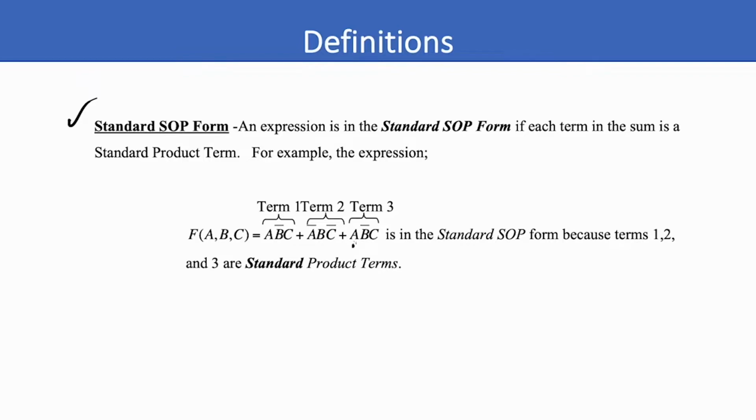And the last term, a b bar c, is also a standard product term because it contains a, b bar, c. So if all the terms are standard product terms, which they are, this is in the standard SOP form. So this is the standard SOP form, again, because all the terms are standard product terms.